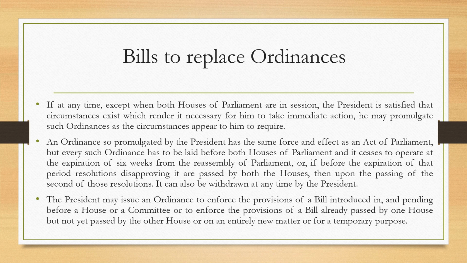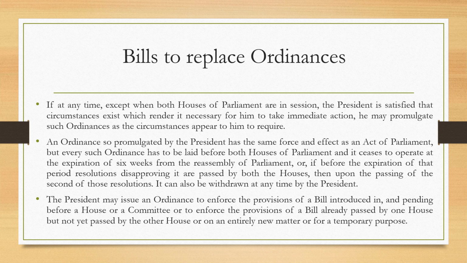But every such ordinance has to be laid before both Houses of Parliament or the Assembly, as the case may be, and it ceases to operate at the expiry of 6 weeks from the reassembly of Parliament or the Assembly. If before the expiration of that period resolutions disapproving it are passed by both Houses, then upon the passing of the second of those resolutions, it will be deemed to have expired. It can also be withdrawn at any time by the President. So such kind of ordinance can be withdrawn.